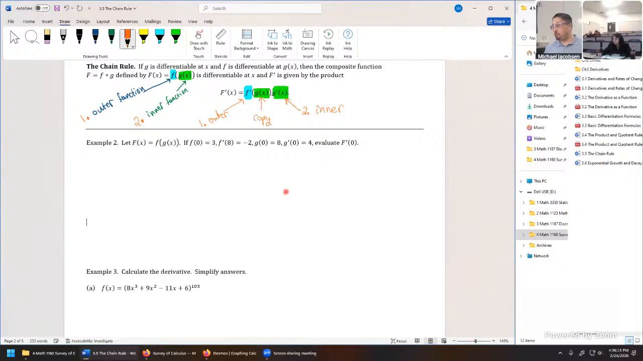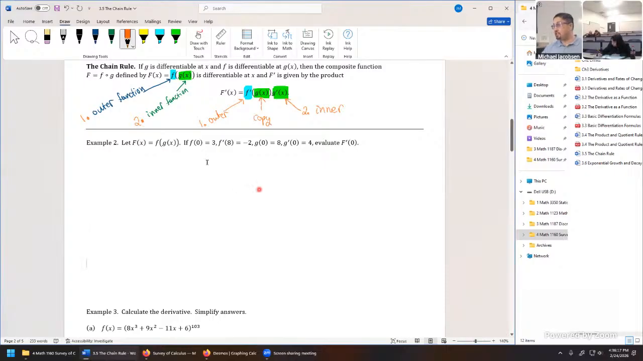But before we get to example 3, let's just hide it there for the moment. Let's get through this one to practice how the formula goes. Any questions about the formula first before we give it a try?